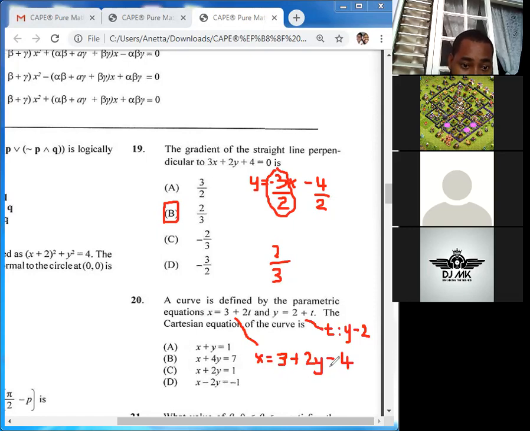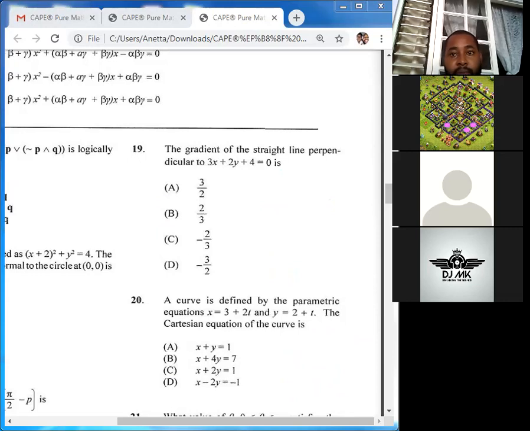So then let's look at it this way. I keep the x, bring the y over there. So this is positive, then it turns to negative, the minus 2y. So x minus 2y is going to be equal to 3 minus 4, negative 1. So now I see the answer being D. Okay? That's how we do those two questions. Okay, moving down to 20.